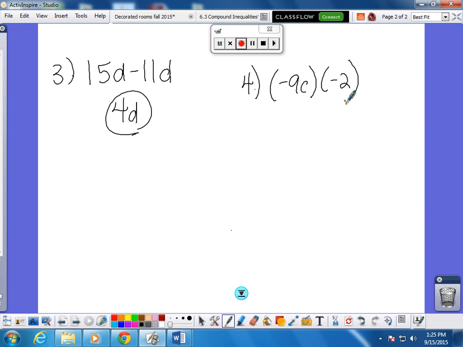All right, now I'm multiplying and I have like signs, so my final answer will be positive or negative? Positive 18C. Right. Questions so far?